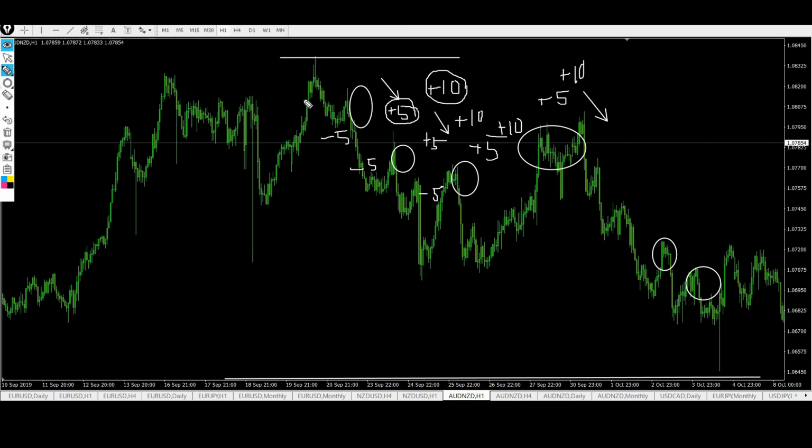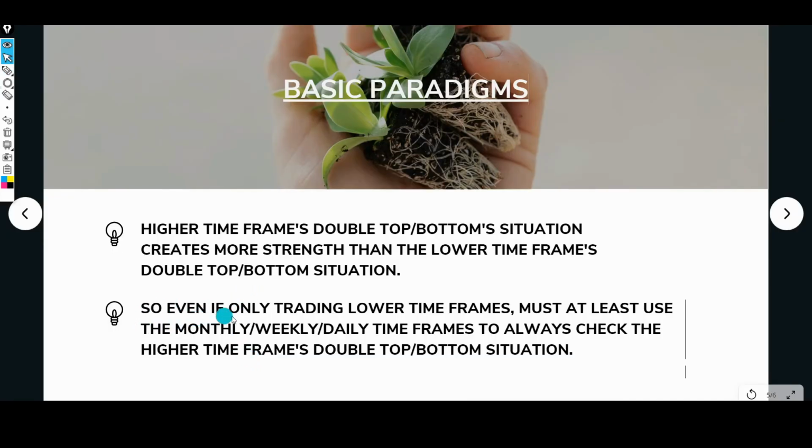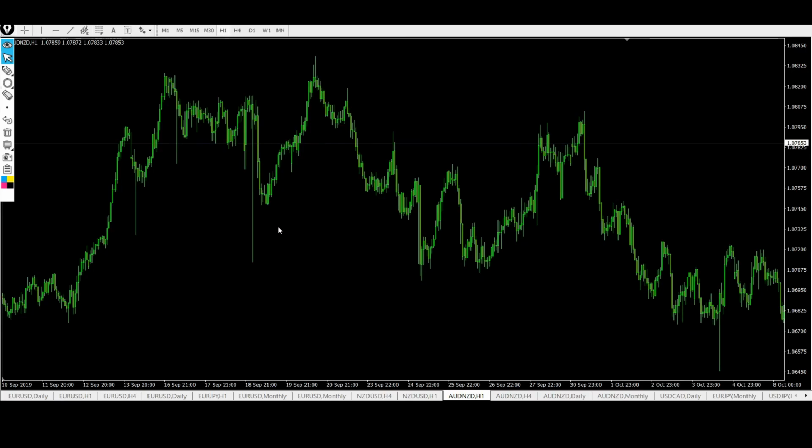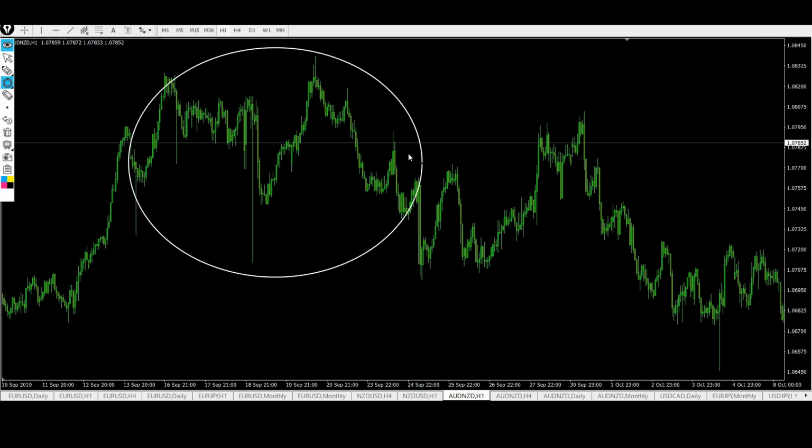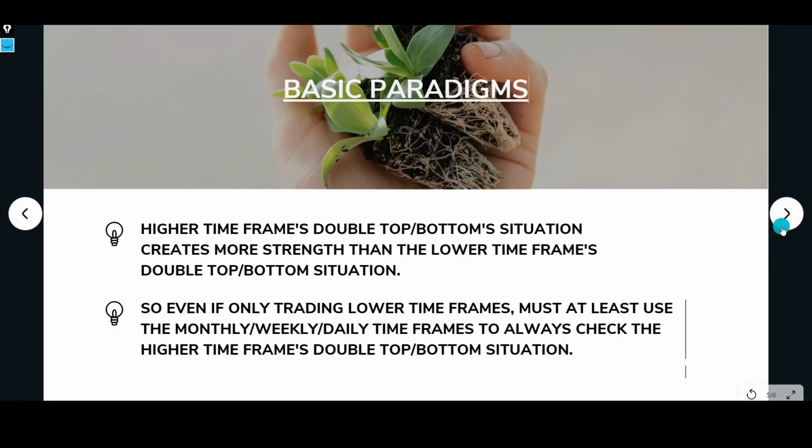All right, so let's go on to the next text. Okay, so even if you're only trading the lower time frames, you must at least use the monthly, weekly, daily time frames to always check the higher time frames' double top and bottom situation. Okay, so if you're trading the 1-hour chart as your lowest time frame to trade, you must always check the 4-hour, daily, weekly, and monthly charts' double top situation and include those higher time frame situations to analyze this lower time frame's double top. Okay, all right, let's go on to the next slide.